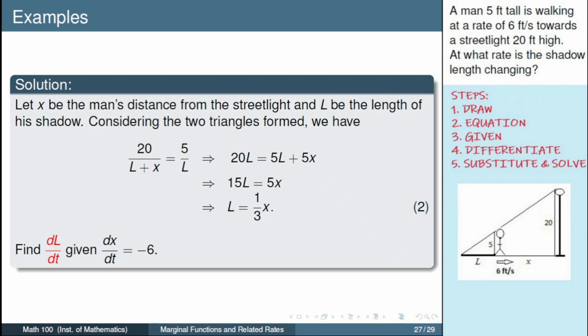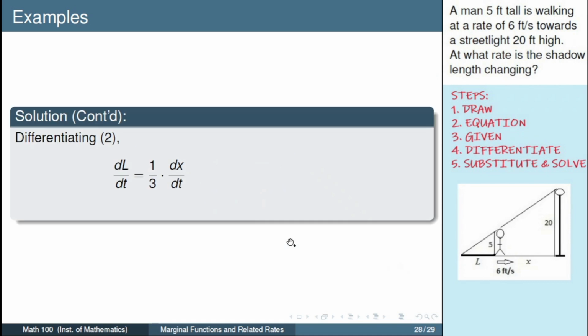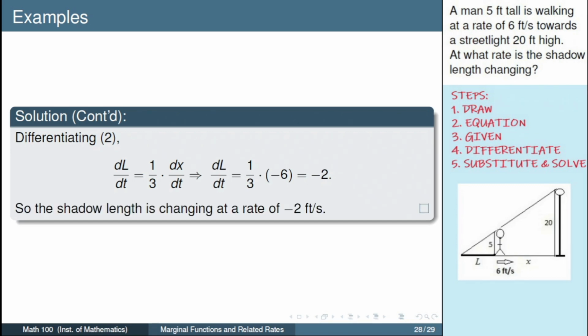Okay? So, now that we have the givens and the unknowns, we can differentiate L equals 1/3 X. The derivative of L is just dL over dt, and the derivative of 1/3 X is just 1/3, and then we multiply dx over dt. Here, all we need is dx over dt, and we're good because we already have that as -6. So, we have 1/3 times -6, so that's just -2. Okay? So, the shadow length is changing at a rate of -2 feet per second.